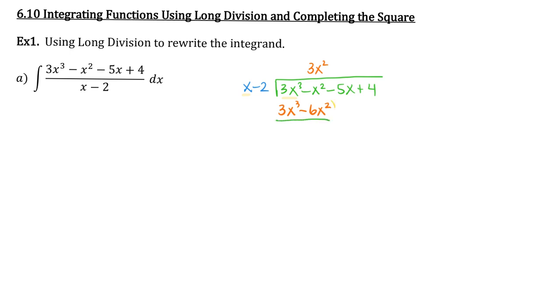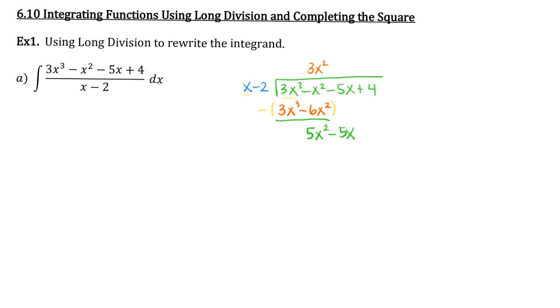You don't need to show your subtraction, you just know you're doing it. So 3x cubed minus 3x cubed cancels. Negative x squared minus negative 6x squared is negative x squared plus 6x squared, which gives me 5x squared. And then I'm going to bring down the next term, which is the minus 5x.